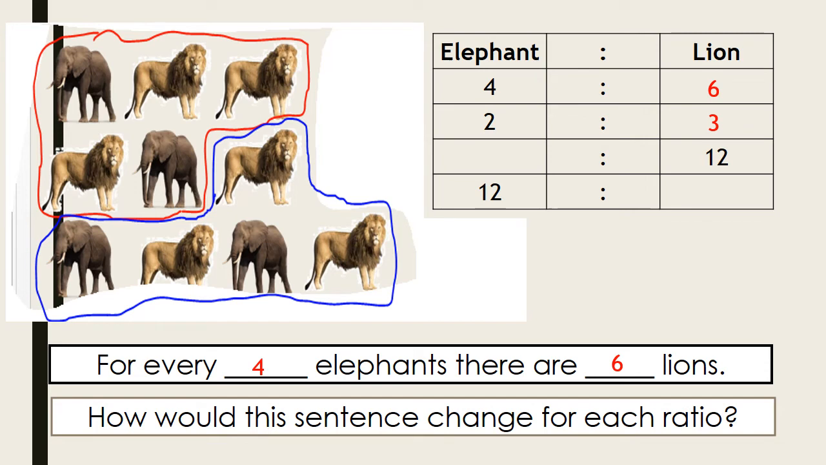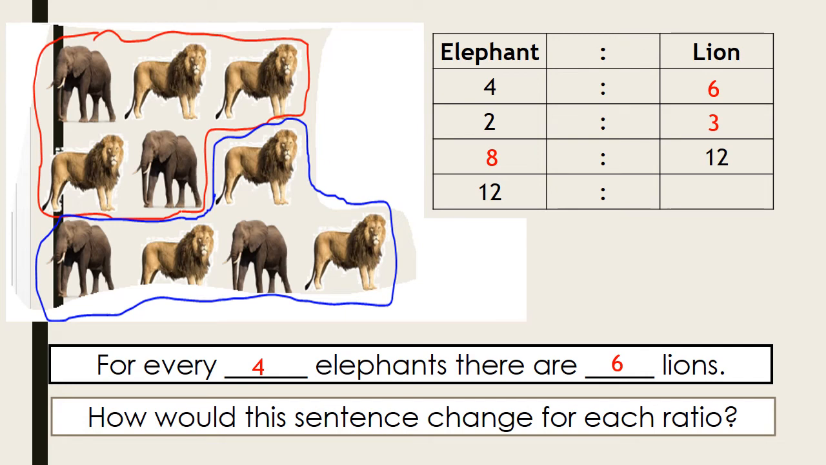I could do the same with, if I have 12 lions, then how many elephants would I have? Well, I know that when I had 6 lions, I had to have 4 elephants. So now if I've got double that number of lions, then I'm going to need to also double the number of elephants. So now I've got 8 elephants.